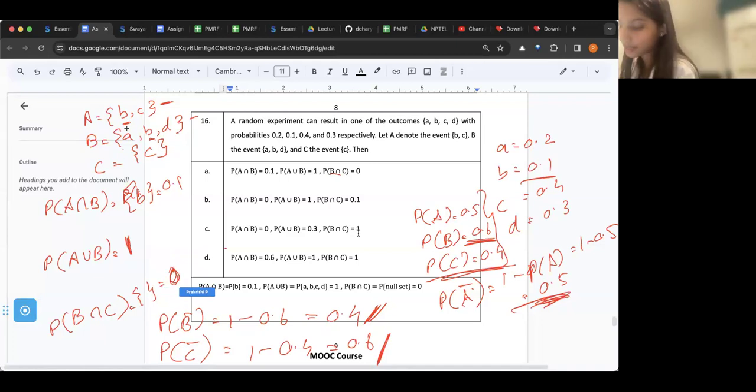So which of these options have these values? Probability of A intersection B is 0.1, probability of A union B is 1, and probability of B intersection C is 0. So this option answers your question here.